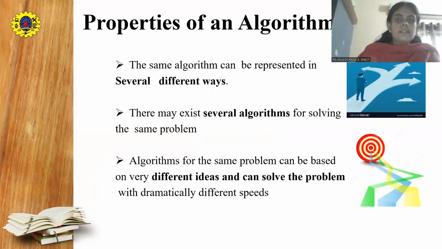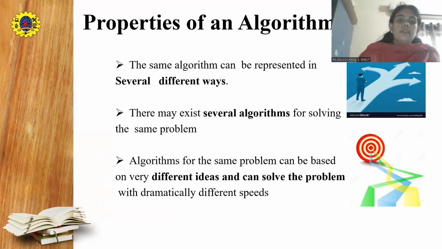And the third property is that there is not only one way of representing an algorithm. For example, if you consider the factorial problem, we can write an iterative version as well as a recursive version for solving the factorial problem. So the same algorithm can be represented in different ways according to your convenience.